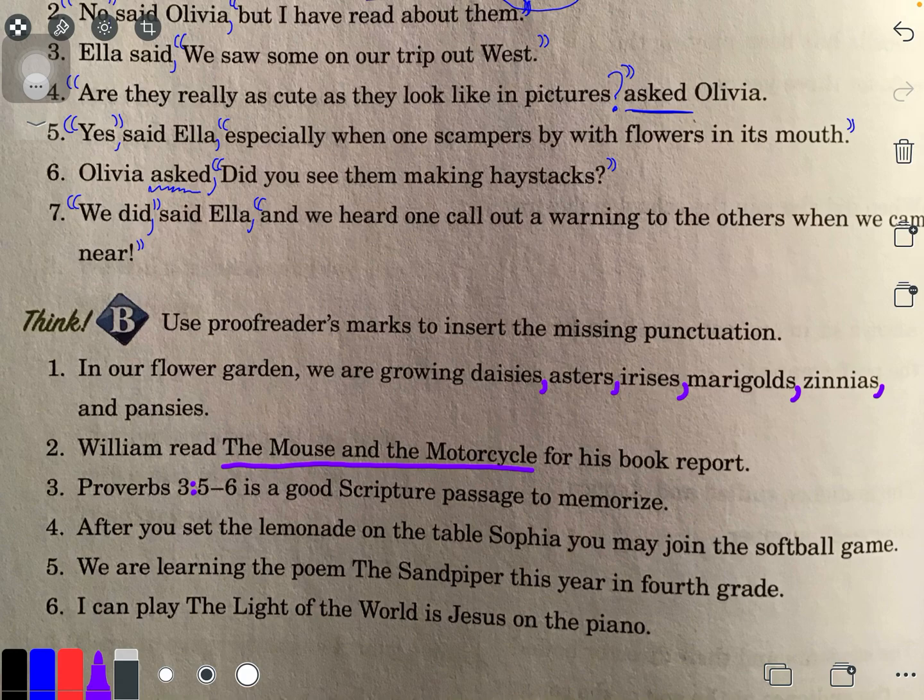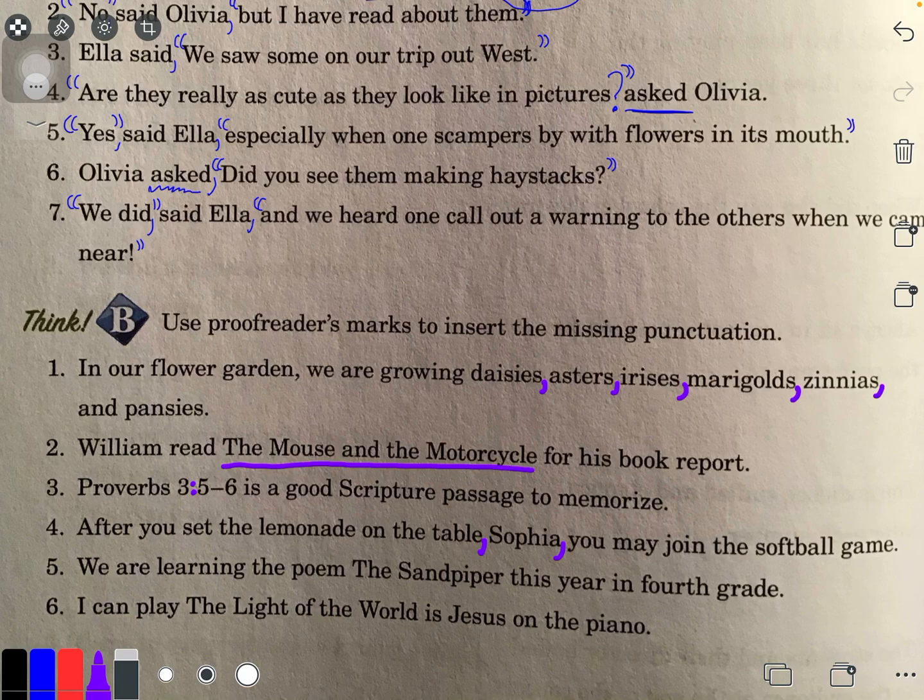Number 4. After you set the lemonade on the table, Sophia, you may join the softball game. So someone's speaking to Sophia. They want Sophia to do something. So therefore, since I'm talking to someone named Sophia, I'm going to put commas after and before Sophia's name right there. Number 5. We are learning the poem The Sandpiper this year in 4th grade.